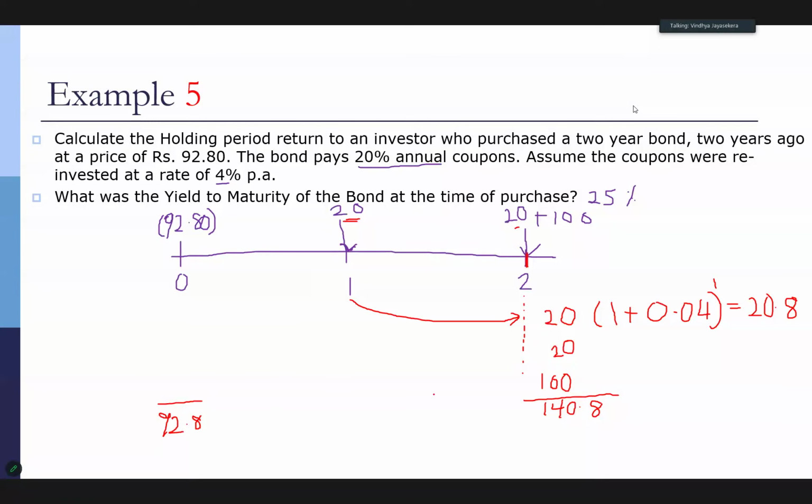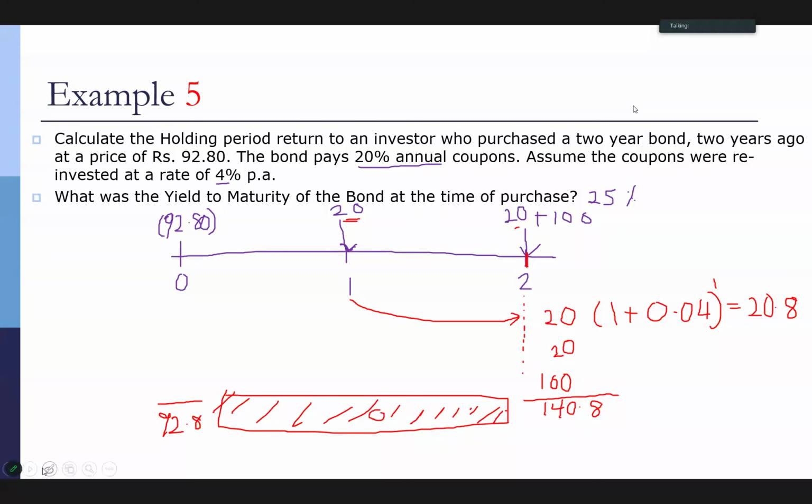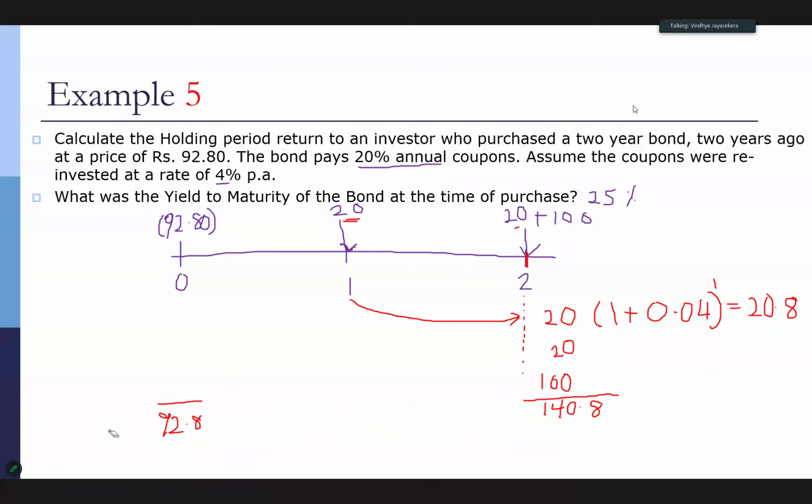Now, there are no in-between cash flows here. Why? Because all these cash flows were reinvested. So now the cash flows only occur at the end of the period, right? So this entire thing is zero. No in-between cash flows. So these are your two cash flows. You have one cash flow occurring in year 0, and you have another cash flow occurring in period 2. Right? And they're saying calculate the holding period return.